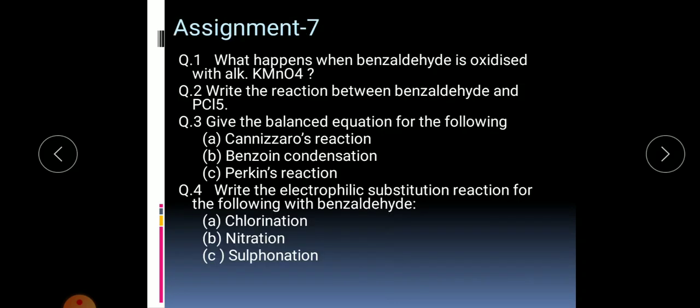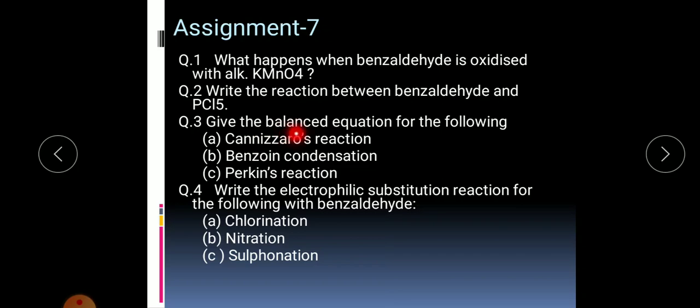Okay, now the assignment for today, assignment number 7. Question number 1: what happens when benzaldehyde is oxidized with alkaline KMnO4? Write down the equation as well as the statement. Question number 2: write the reaction between benzaldehyde and PCl5. Just mention the reaction.